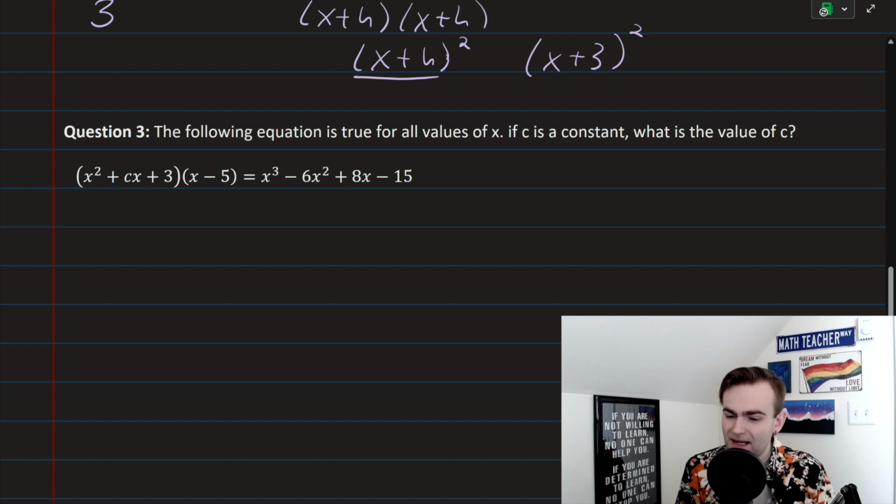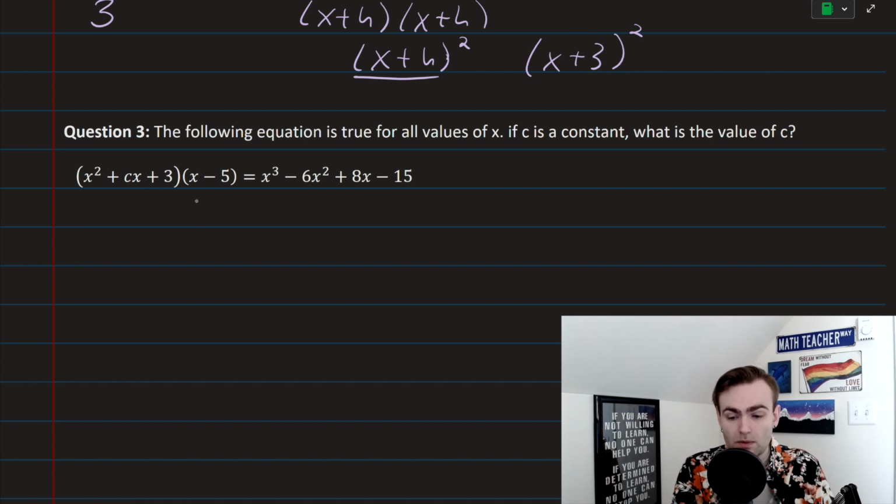The last one, a little bit interesting. The following equation is true for all values of x. If c is a constant, what is the value of c? So we're saying that we have a cubic is equal to a quadratic times a linear, makes sense there, and that we have this factor of x minus 5. So what I'm going to do is factor out this x minus 5 from the cubic. How am I going to do that? I'm going to do that through synthetic division.